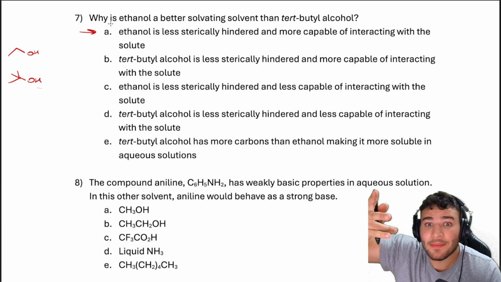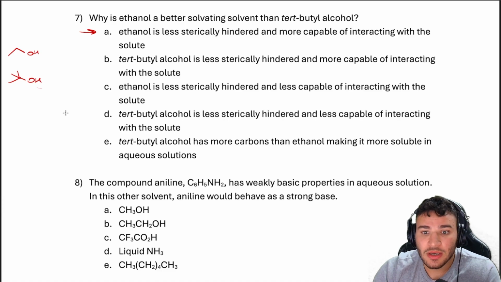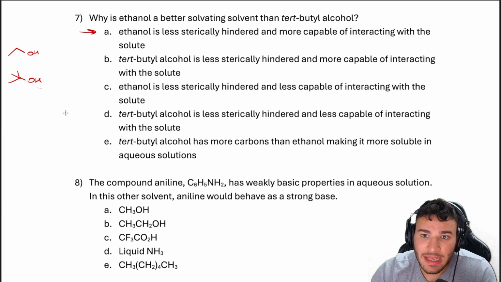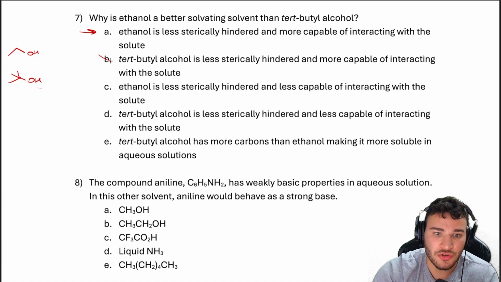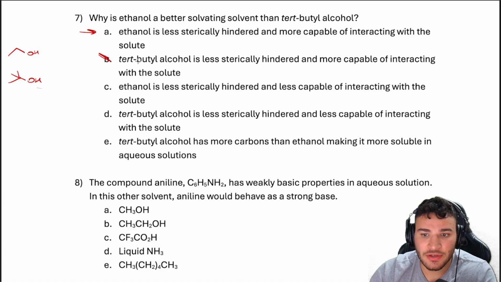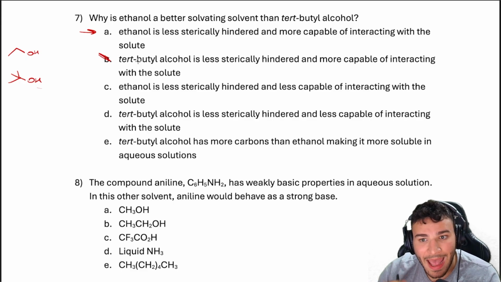That's absolutely the opposite, right? Tert-butyl has a lot of these carbons kind of blocking it, causing more steric hindrance and less capability of interacting with stuff, meaning the solute. And so this is untrue. Ethanol is less sterically hindered and less capable of interacting with a solute. That's kind of like half and half correct.